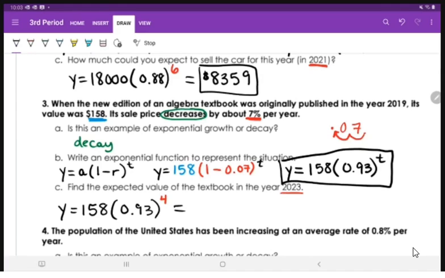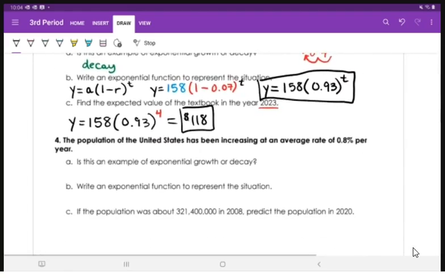And if you plug that into your calculator, I'd like you guys all to try that. Make sure you're using your calculator properly. So type in 158, parentheses, 0.93, close parentheses, to the power of 4. Make sure you get the right answer when you type it in. Perfect. $118. And you can round that a little more or a little less. You could write 118.19, whatever. Just try to get it close. Great job. So let's do number 4 as well.